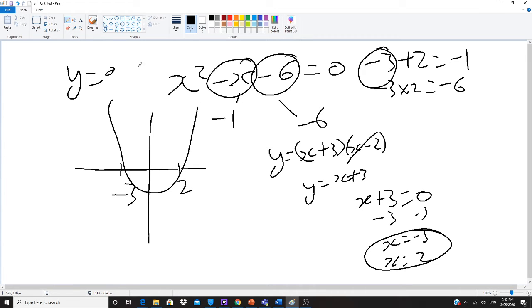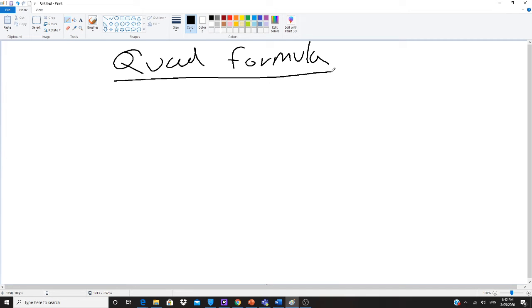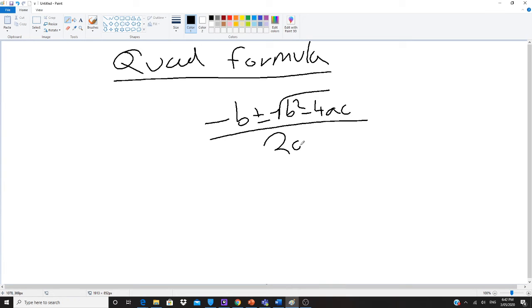Now the second way is the quadratic formula, or you could say quad formula, which is -b plus or minus the square root of b squared minus 4ac, divided by 2a. Now, with this formula, all you have to do is apply the quadratic values.